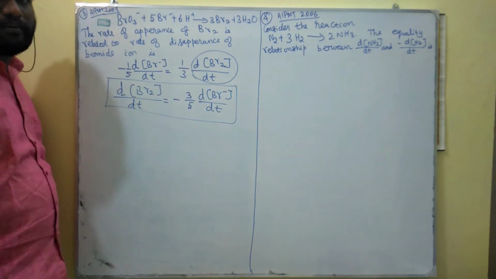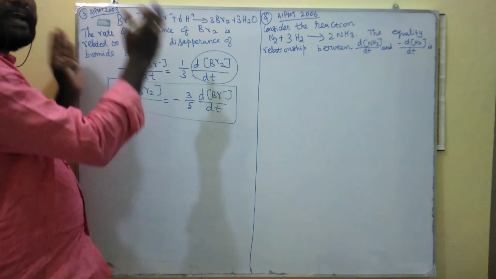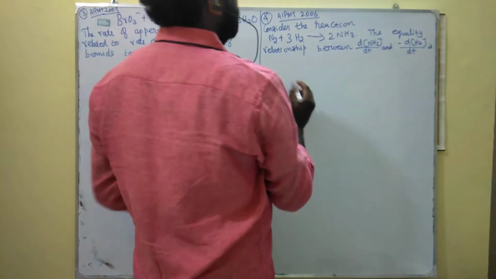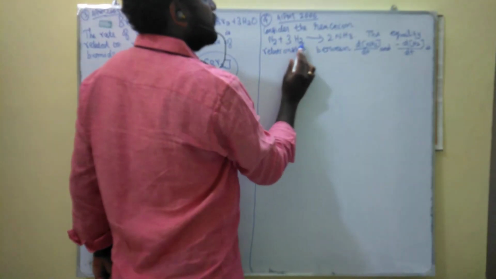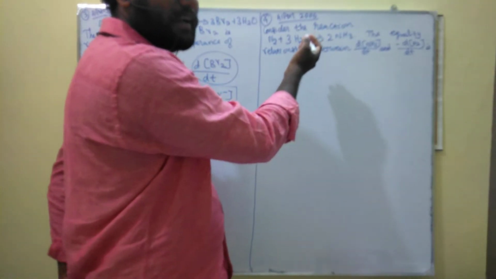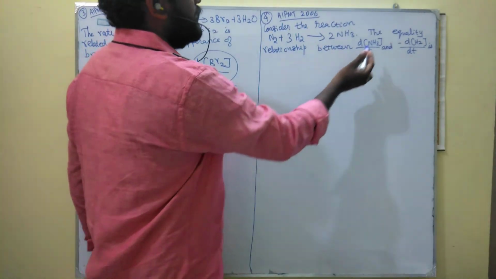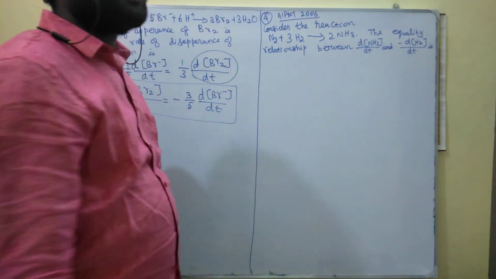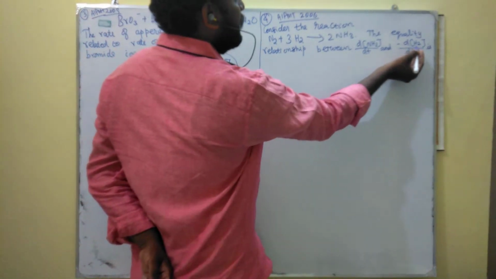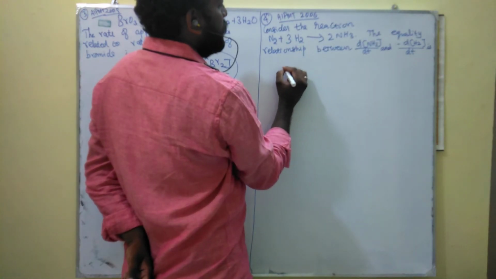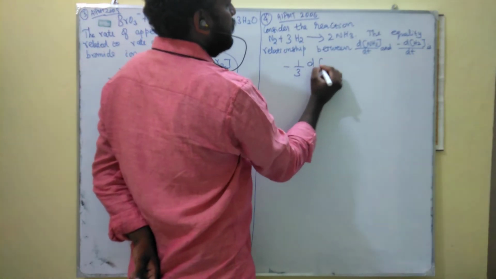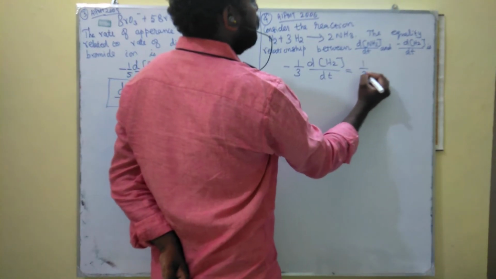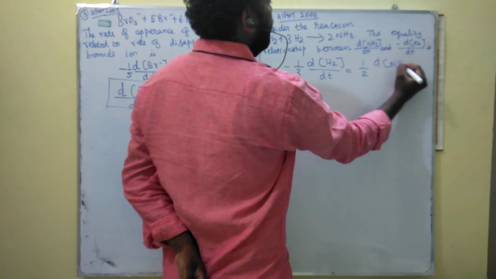They are asked in competitive examinations. This question is based on the rate of reaction, very basics in kinetics. And here is another basic question. Consider the reaction N2 plus 3H2 gives 2NH3. This we already discussed in the theory also. The relationship between d[NH3] and minus d[H2] by dt is being asked. So ammonia and hydrogen are related: minus 1 by 3 d[H2]/dt is equal to 1 by 2 d[NH3]/dt.